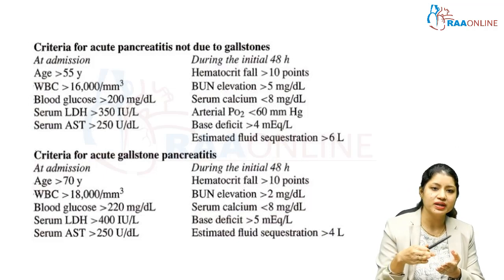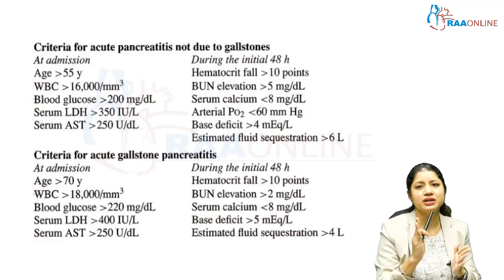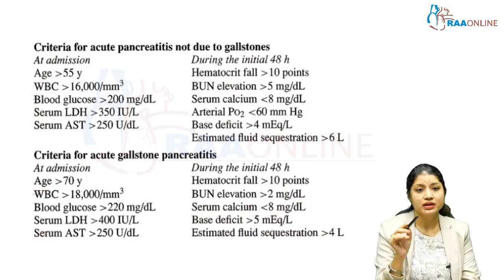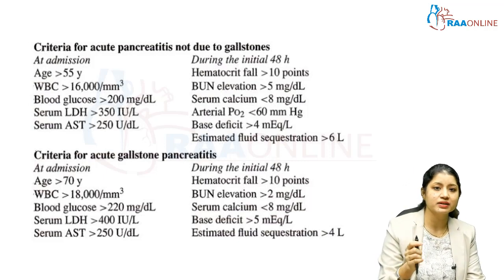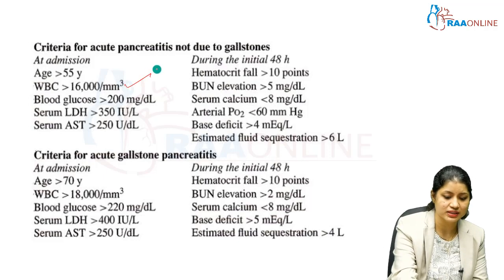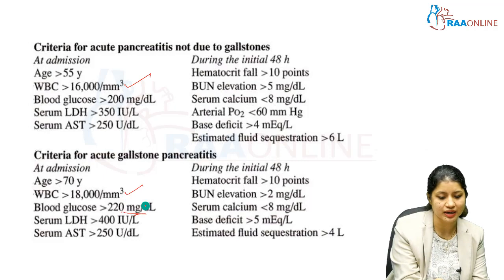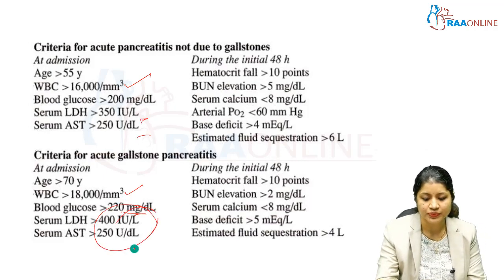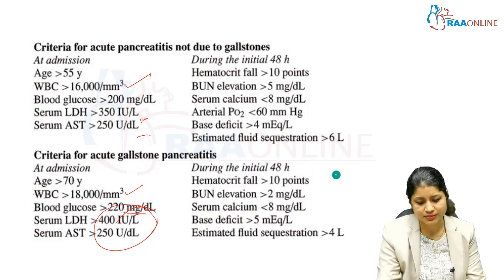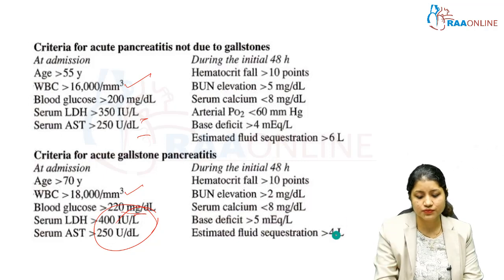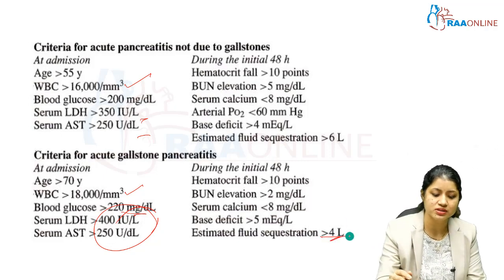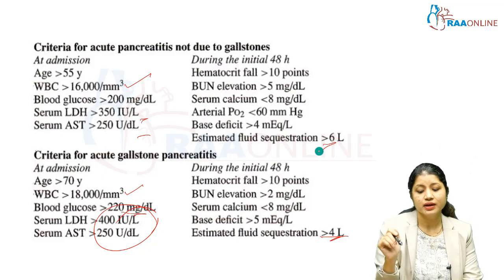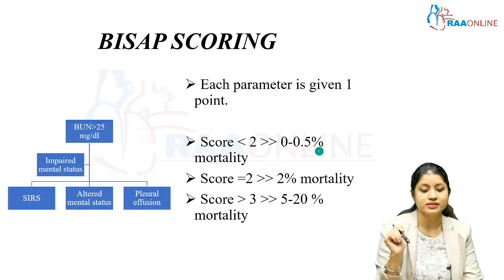Similarly, for a gallstone pancreatitis, the same criteria, but the characteristics of the criteria might matter. Like for a non-gallstone pancreatitis, the WBC is more than 16,000, whereas here it is more than 18,000. The sugar levels have to be a little higher. Similarly, for LDH and AST, they are more or less higher here, whereas by the 48 hours post admission we have more or less the same criteria for everyone, except for the fluid sequestration, which is 4 liters in acute gallstone pancreatitis and 6 liters in non-gallstone pancreatitis.